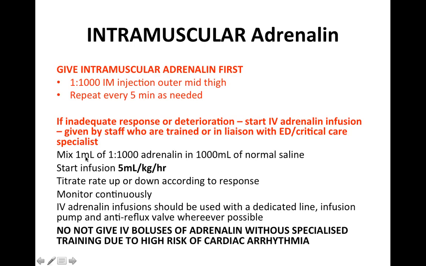So you need to mix 1 ml of 1 to 1,000 adrenaline in 1,000 ml of normal saline. And essentially you can just try and remember this. So you want to start the infusion at 5 ml per kilogram per hour, and titrate up and down according to the response, looking at their heart rate and how they're responding. And you need to monitor them continuously. So you need to put on ECG pads, and you want to try and monitor their blood pressure. The more accurate way to monitor blood pressure is putting a radial line in rather than using the cuff, because the radial line is like a real-time blood pressure.